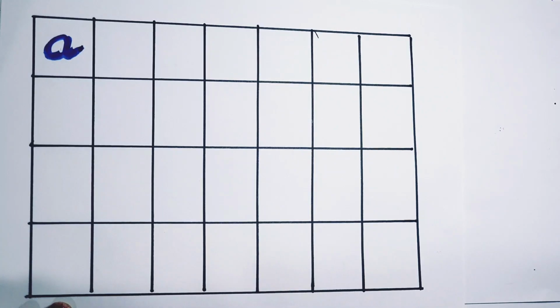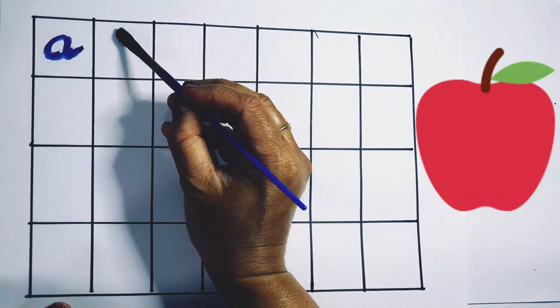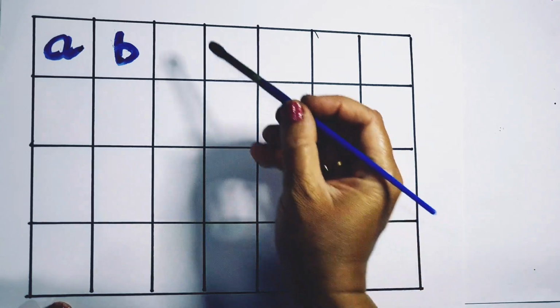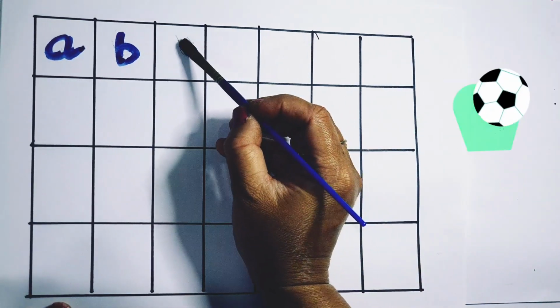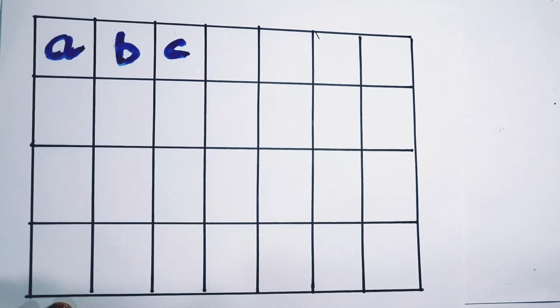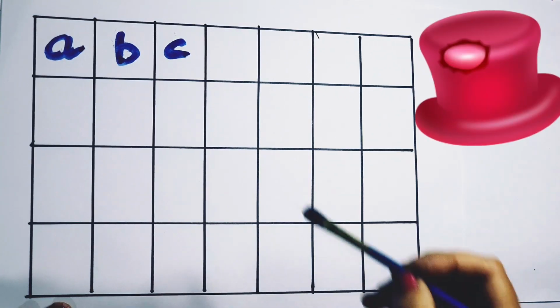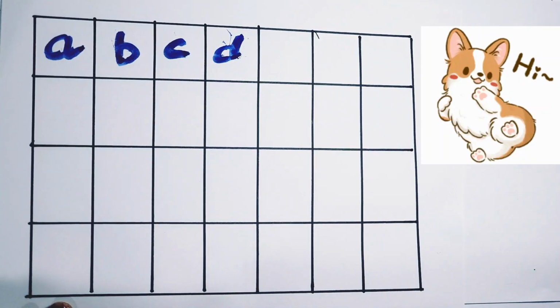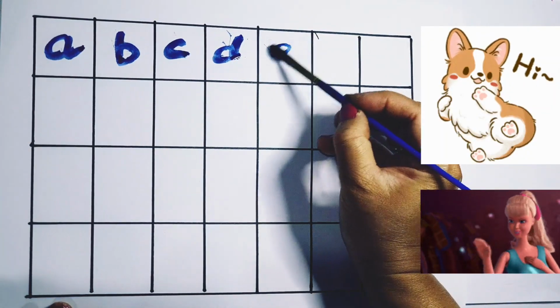A. A for apple. B. B for ball. B for bat. C. C for cap. C for cat. D. D for dog. D for doll.